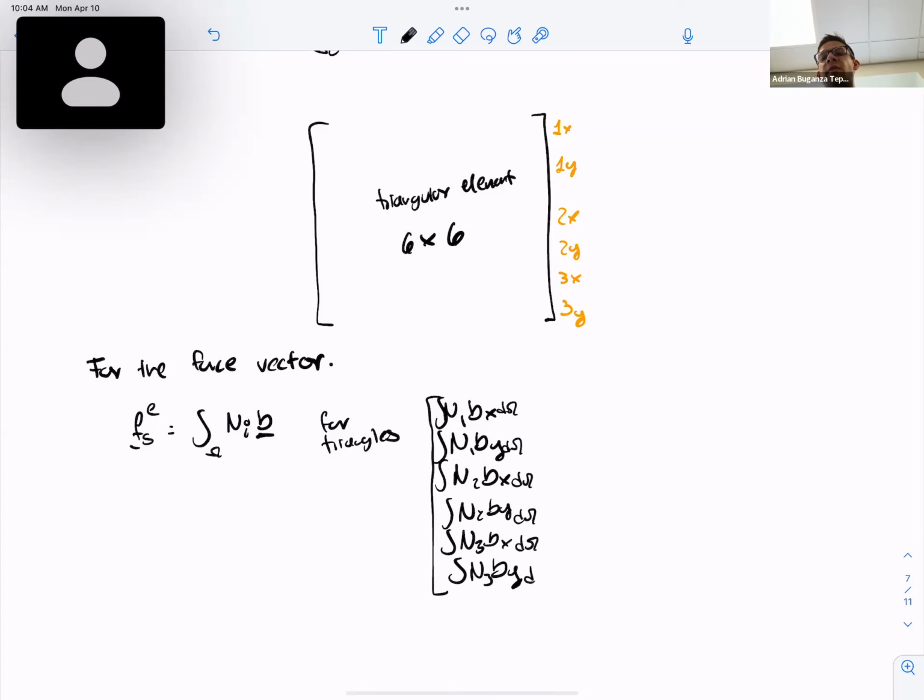So the force vector for the triangle is a 6 by 1, because the first two correspond to the first shape function, so the first node, but X and Y components. So this is 1X, 1Y, 2X, 2Y, 3X, 3Y. For the quadrilateral, this would be 8 by 1. So the first two would be the integral of N1 with either BX, BY, then N2, BX, BY, N3, and then finally N4.